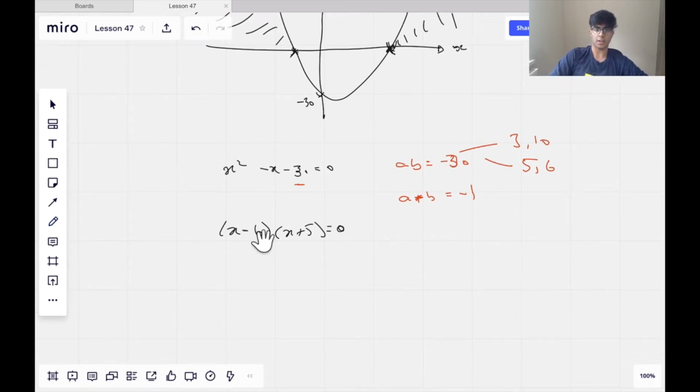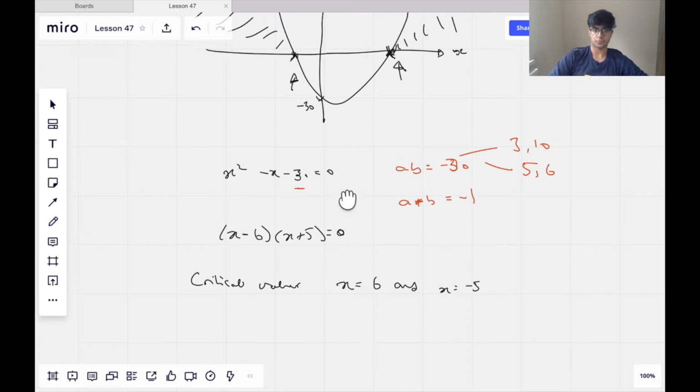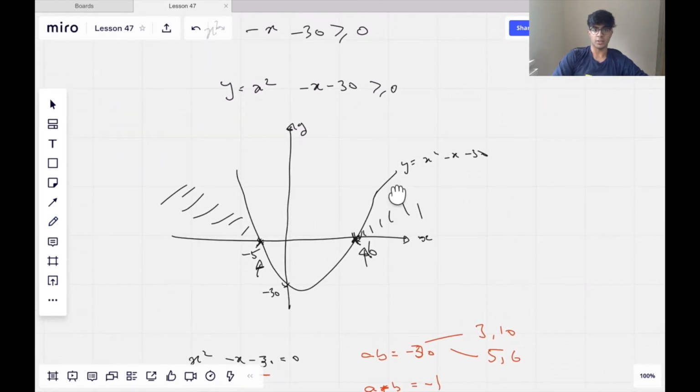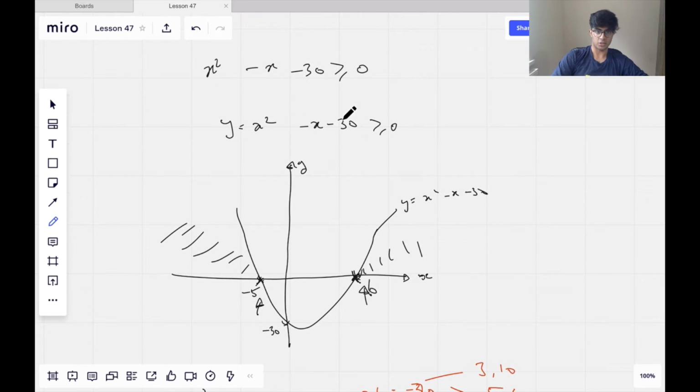And then we say something like critical values, or we can say x-intercepts if we really want to, but the good word here is critical values, which are these points right here. The critical values are x equals 6 and x equals minus 5. So let's label it here, minus 5 and 6. If we need y, and by extension the inequality itself, to be greater than or equal to 0, we're looking for numbers on the right of 6 and on the left of minus 5.